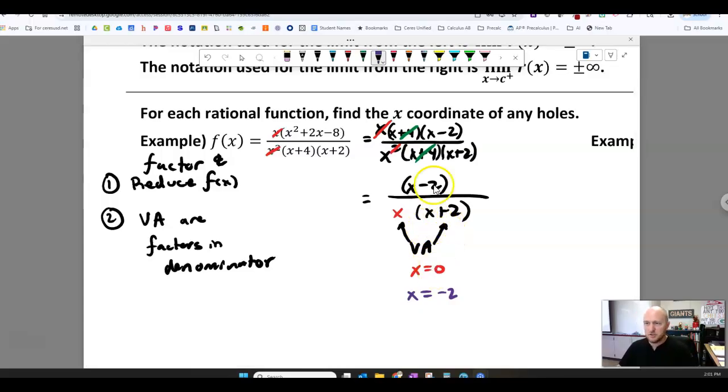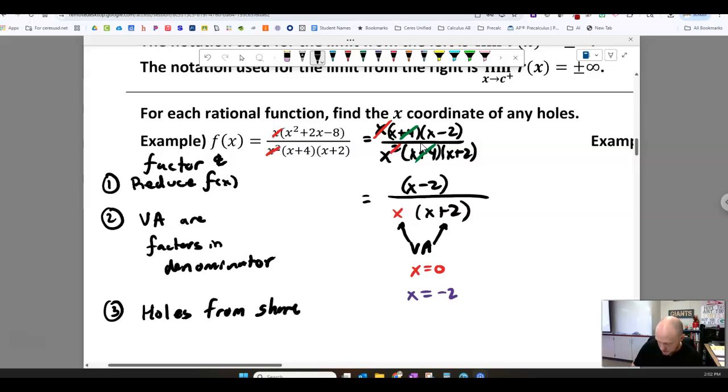And then I want to go back to, okay, what did I reduce? Well, I reduced an x, but the multiplicity was bigger in the denominator, so that is a hole. But I have this x plus 4 here. So holes from shared factors that do not end up surviving in the denominator.